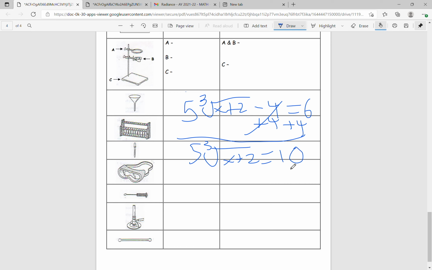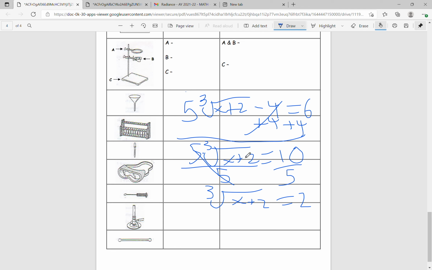Now at this point, since the 5 is being multiplied to the cube root, if you don't see a symbol there, it's multiply, we just want that cube root by itself. That way we can cube both sides. So what we're going to do is divide both sides by 5 in order to separate the 5 from the cube root. So we're going to have the cube root of x plus 2 is equal to 10 divided by 5, which is 2.